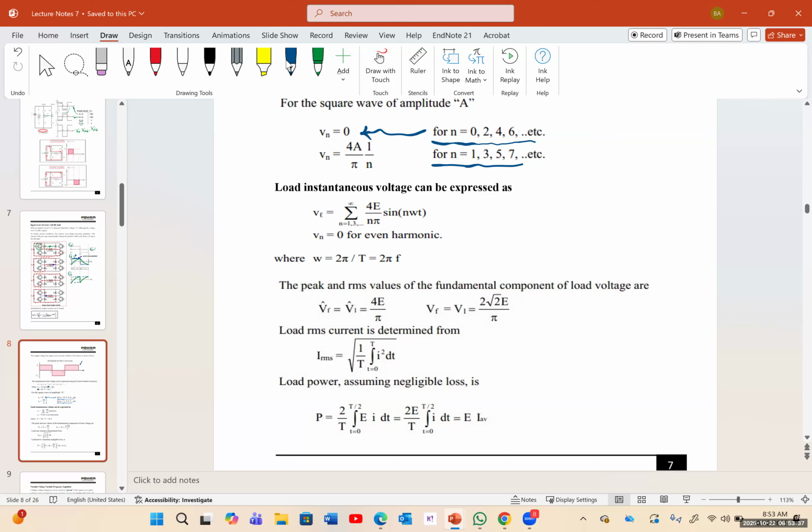The peak and RMS values of the fundamental component of the load voltage are equal to V1. The peak V1 is going to be equal to 4E over pi, and V1 RMS is going to be equal to 2 square root of 2 E over pi. The load RMS current is determined from I RMS equals square root of 1 over T, integral of t from 0 to T, i squared dt. And the load power, assuming negligible loss, P is equal to 2 over T, the integral of t from 0 to T over 2, EI dt. In other words, it's EI average.